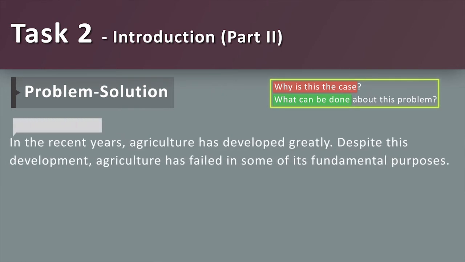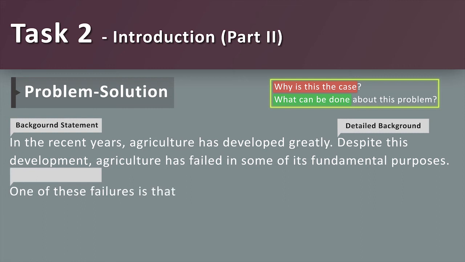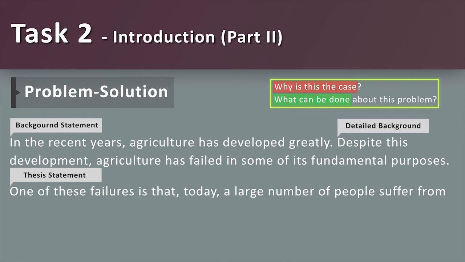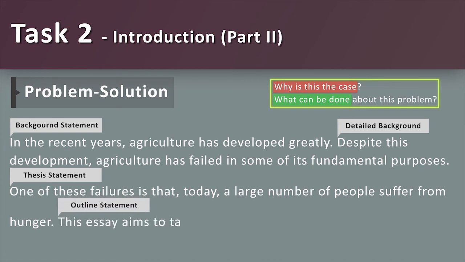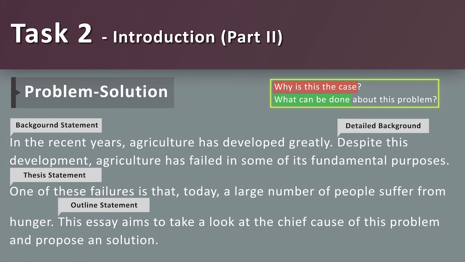In recent years, agriculture has developed greatly. Despite this development, agriculture has failed in some of its fundamental purposes. One of these failures is that today a large number of people suffer from hunger. This essay aims to take a look at the chief cause of this problem and propose a solution.